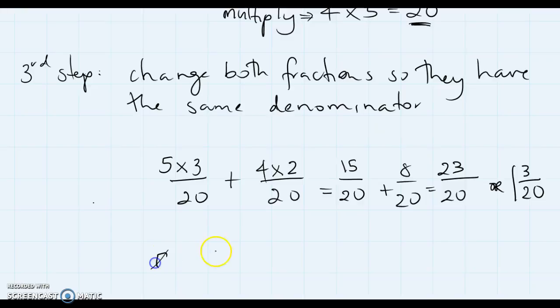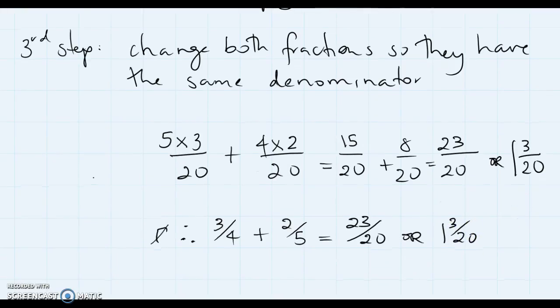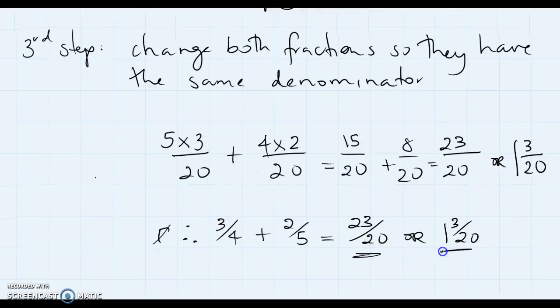So therefore, 3/4 plus 2/5 equals 23 over 20, or 1 and 3 twentieths. 23 twentieths, or 1 and 3 twentieths.